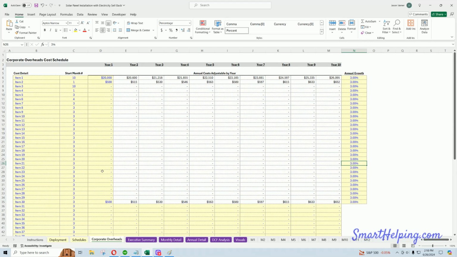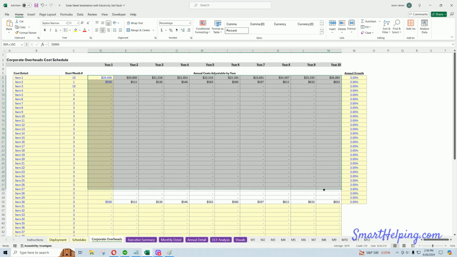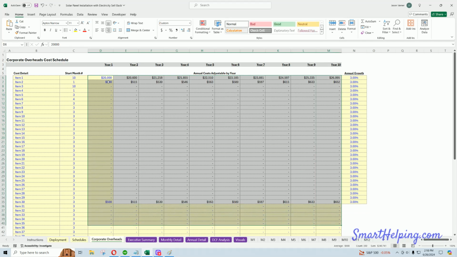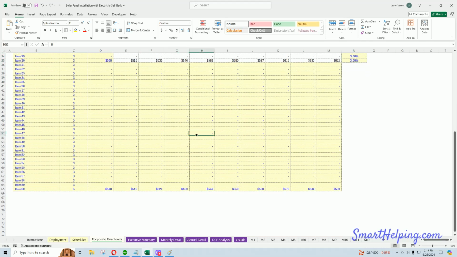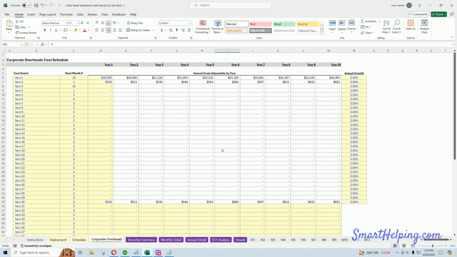So at a high level, it works similar to how I normally do it, but it's on an annual basis. You're putting the annual count in here, and half of it has drivers for growth. The other half is manually input per year for what the cost is.